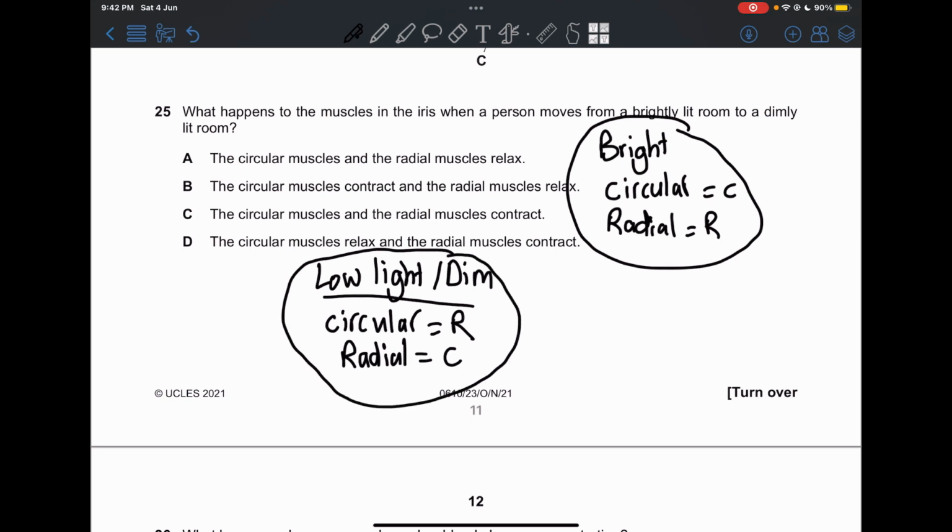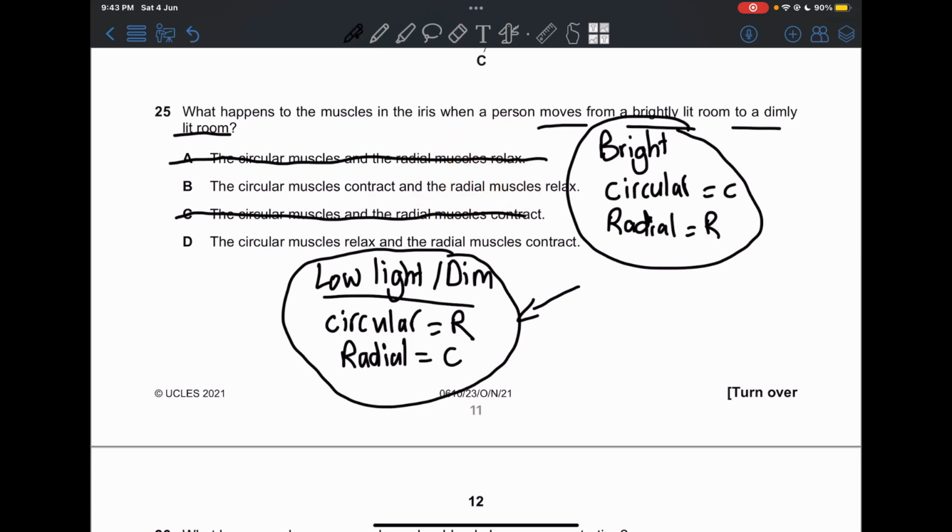So we're going to be choosing an option where it is in low light because they said the person moves from a brightly lit room to a dimly lit room. So now they are in the dim light. So we can't be choosing A or C. That's because they don't both relax or contract at the same time. They're antagonistic muscles, which means if one contracts, the other must relax, and if one relaxes, the other must contract. So they're basically the opposite.